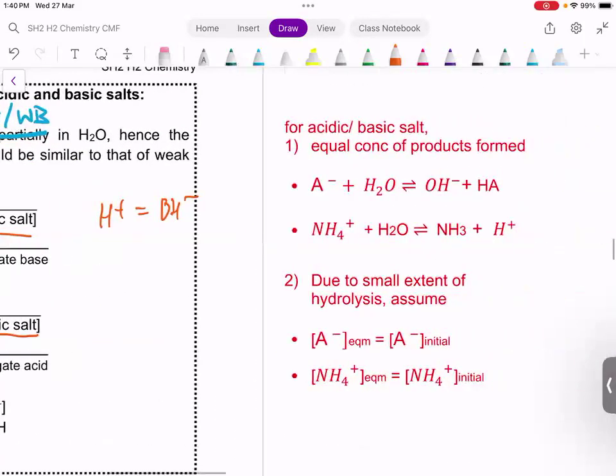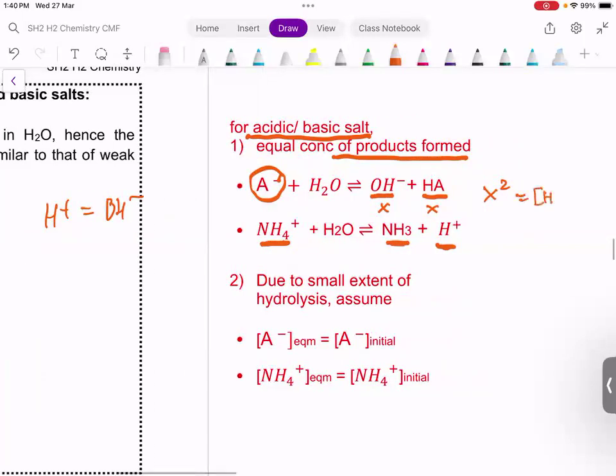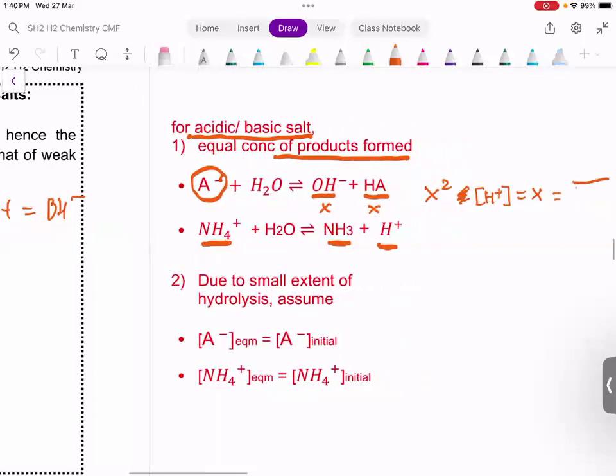In this case, for acidic salt, there is equal concentration of the products formed. For example, when an anion undergoes hydrolysis, there will be a release of OH minus and the weak acid. They are formed in equal concentration. Similarly, if you have an acidic salt, it will release the weak base and H plus in equal concentration as well. If I let both be X, then this becomes X squared in the expression. So to determine the concentration of H plus, which is X, it will be a square root.